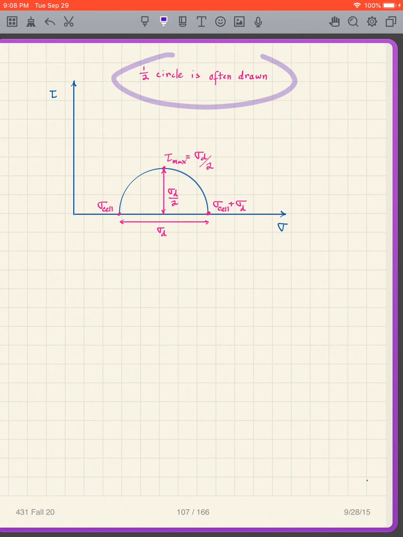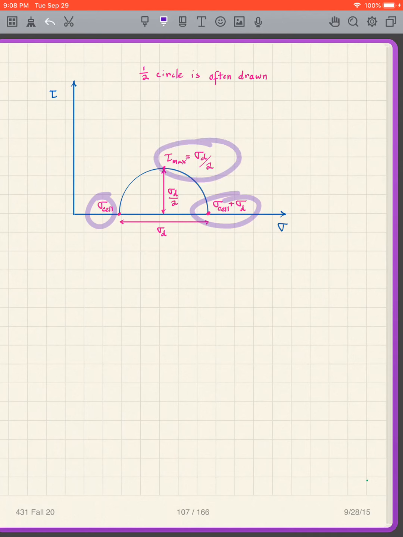And to top it off, something else that we do differently is we often just draw half a circle. So we have our sigma cell plus sigma deviator, and tau max, sigma deviator over 2. So you will frequently see this. Compression is positive, and we only draw half a circle. So it's a little bit different from what you learned previously.